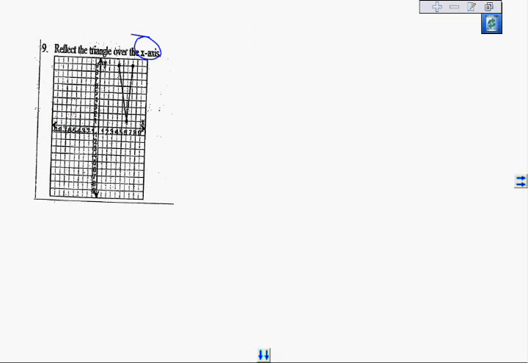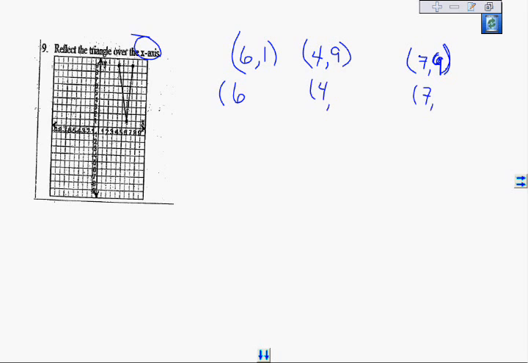Next one, last one. Reflect the triangle over the x-axis. Right 6 up 1. Right 4 up 9. Right 7 up 9. And we're reflecting over the x, so we change the y's. So just write your x's down. Change your y's. Plot your points. Right 6 down 1. Right 4 down 9. Right 7 down 9.